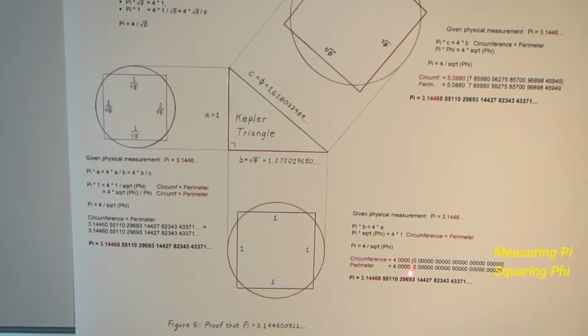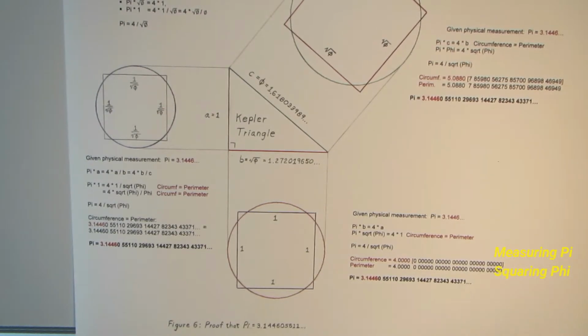Out the 4 digits, we see that 4 times 1 is 4. And we also see that pi times the square root of phi also equals 4. So once again, when circumference equals perimeter, we can solve for pi, and pi equals 4 over the square root of phi. This is case 2. You can see the square, purple square, is one unit each, and this circle is also equal to the perimeter of the square. It's 4.